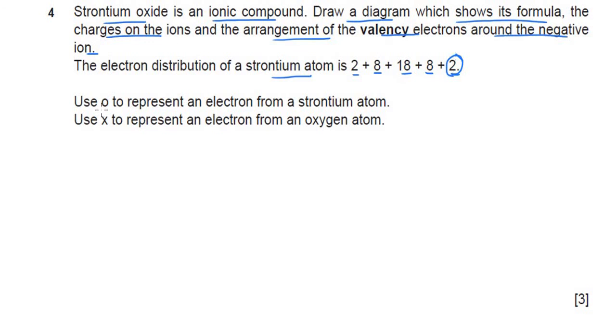Now we need to use dots to represent the electrons of the strontium atom and crosses to represent the electrons of the oxygen atom. So let's start with the formula of this compound first. Strontium has a charge of +2 in this case, and oxide has a charge of -2. Now if we crisscross the valency, in both places we get 2. So simplifying the formula, we get SrO.